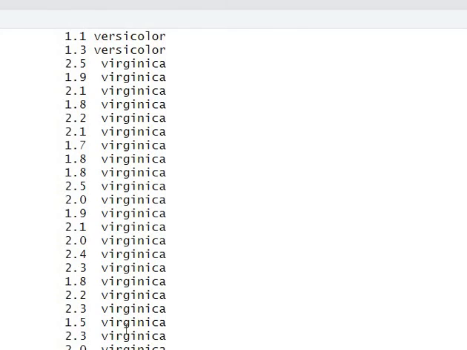Now if, instead of virginica, our model predicts setosa, that can be termed as incorrect prediction. So our actual value is virginica but the predicted value is setosa.